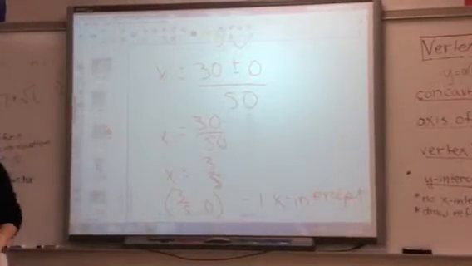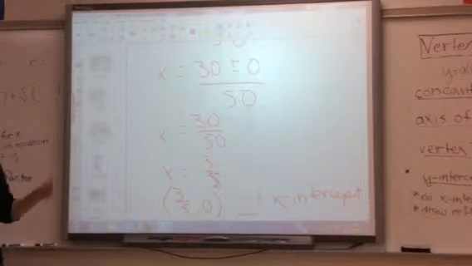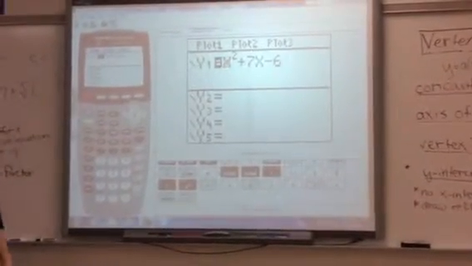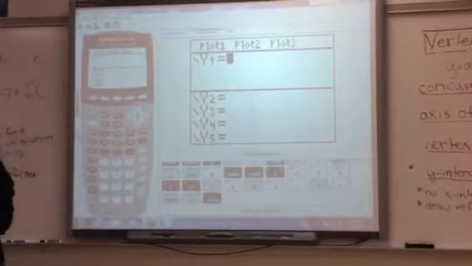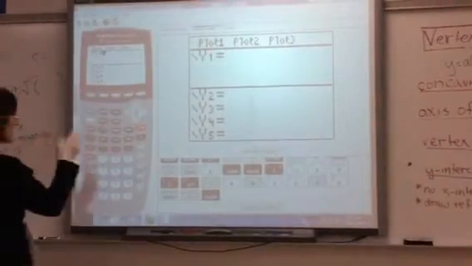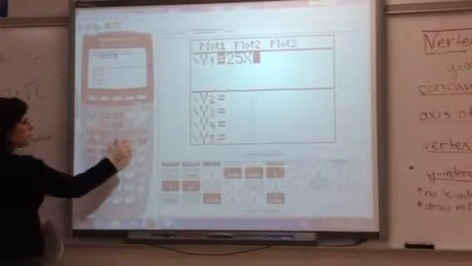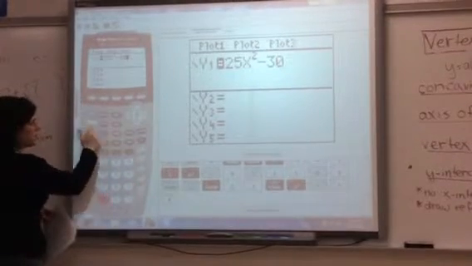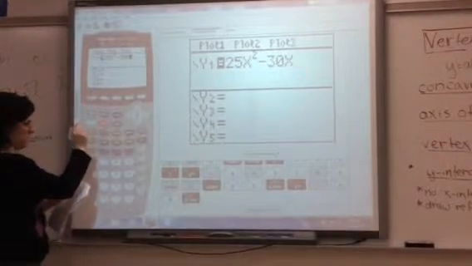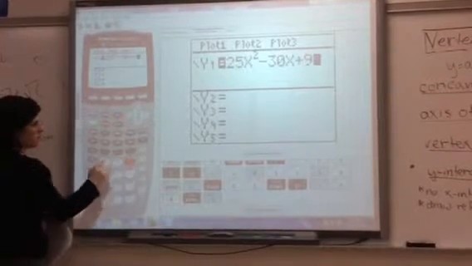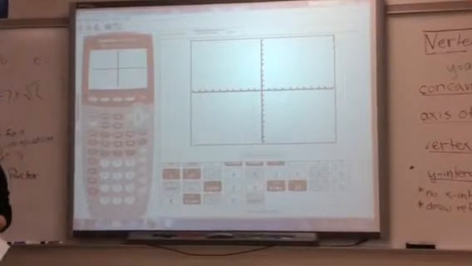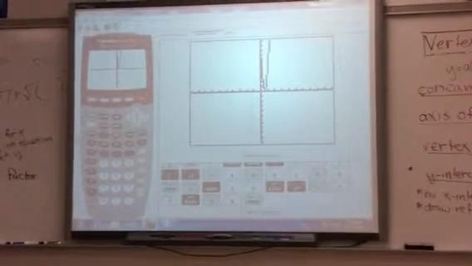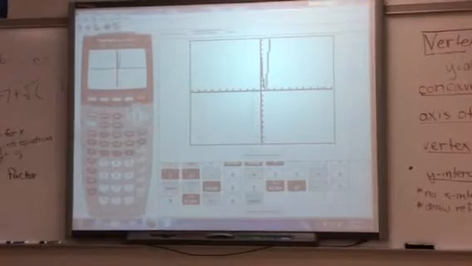Questions on anything that I did there? Okay, go to your graphing calculator. Go to y equals. I want you to graph it just to see what that looks like and what that x-intercept looks like. Type in 25x squared minus 30x plus 9. Okay, and then hit graph. Is yours working back there? Yeah, okay, all right.